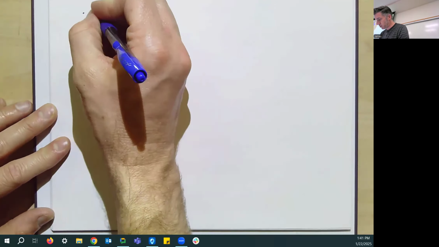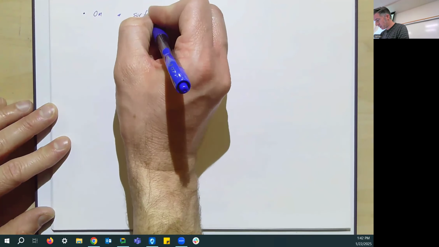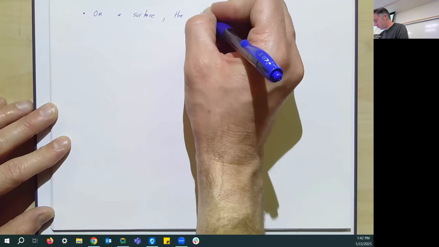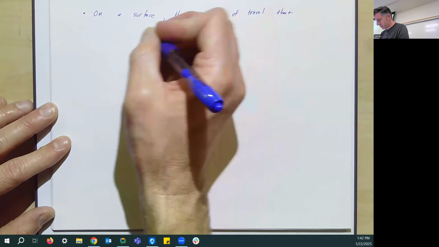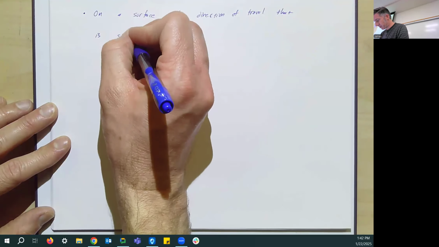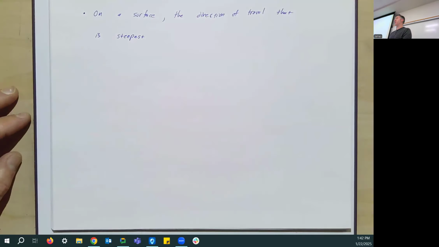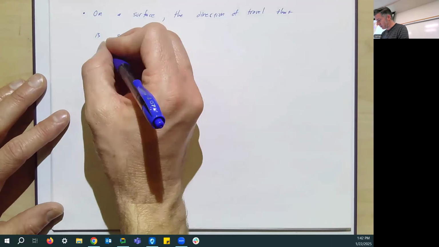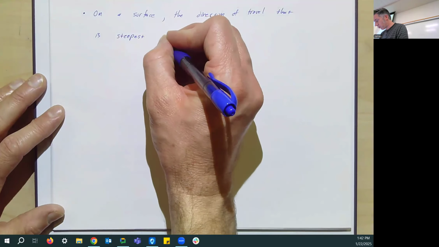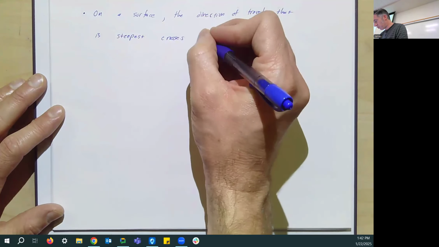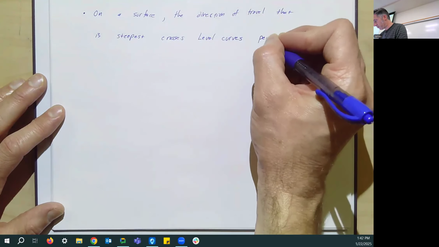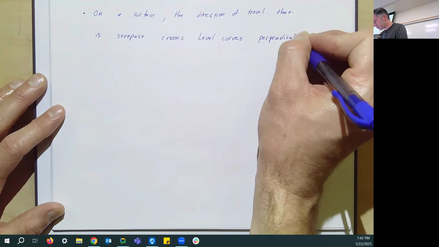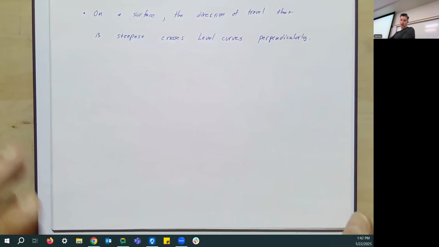On a surface, the direction of travel that is steepest, really I should say positively steepest, right? Because if you turn around, it would be the same amount of steepness, but you'd be going in a negative steepness kind of way. But I'll just say positively steepest. Crosses level curves perpendicularly or orthogonally. So we'll leave that out there, and we'll come back to that a little bit.